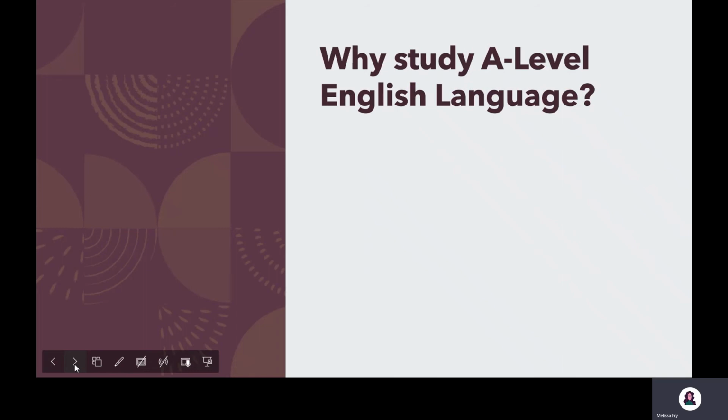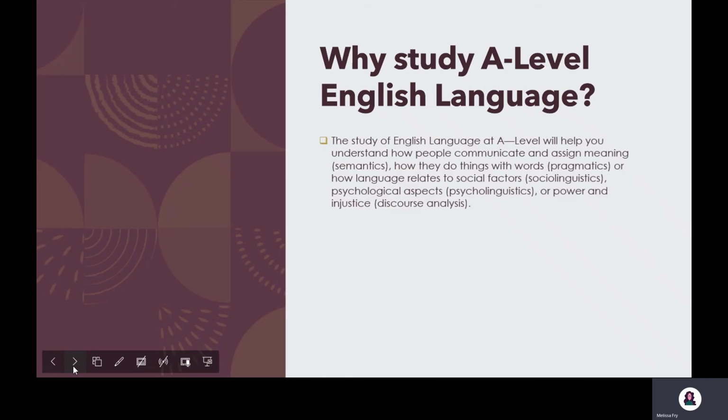So let's look at really quickly why we would study A-level English language. The study of English at A-level English language will help you understand how people communicate and assign meaning, how they do things with words, and how language relates to social factors or power or injustice. So we know that words can lift us out of the darkness, raise us to incredible heights, but words can also be an accomplice to tyranny. And it's something that we really have to be aware of.